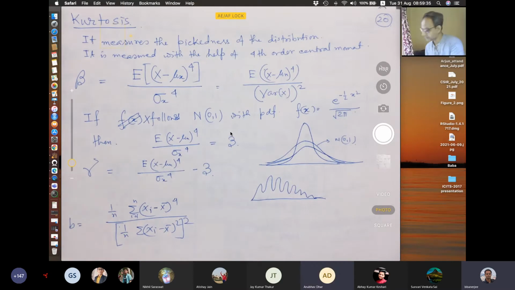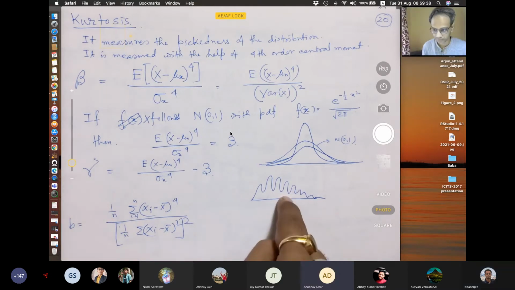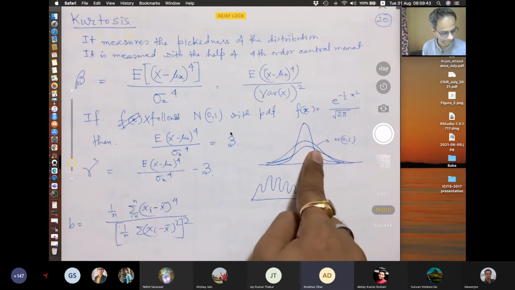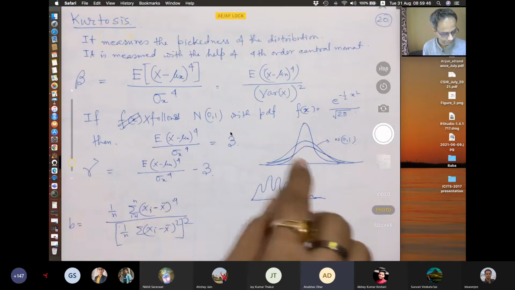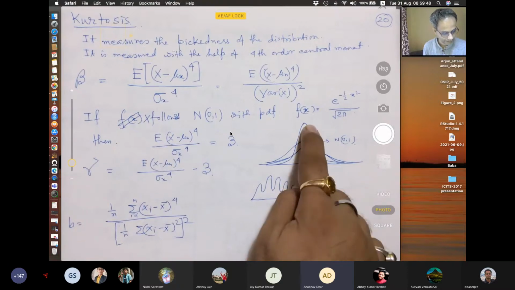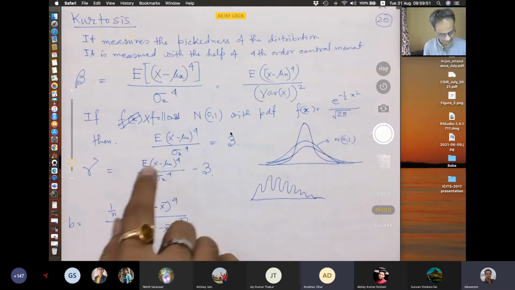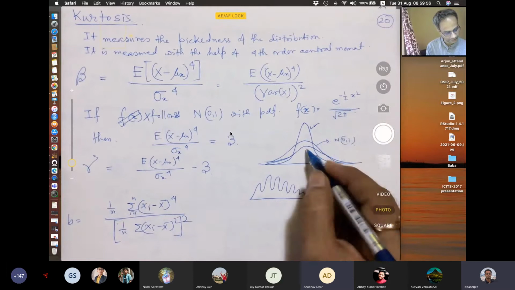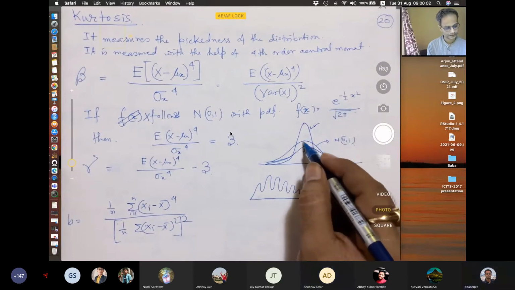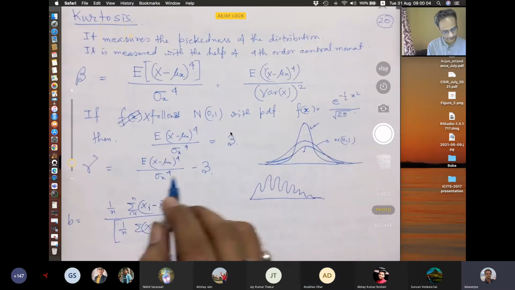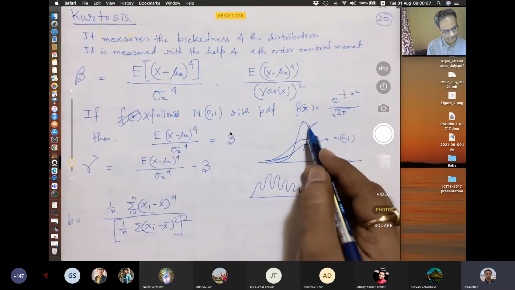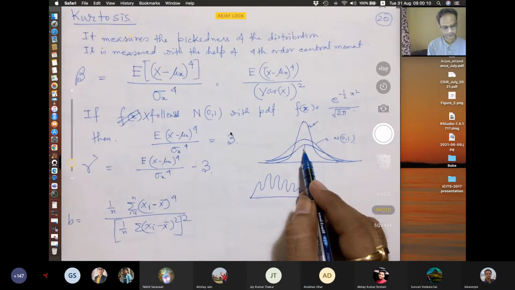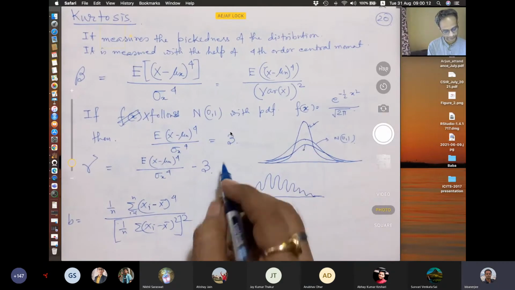Sir, in the diagram that you have drawn, the graph which is sharper and rising above the normal distribution, does that have a higher value of gamma compared to the other? Yes. So this one will have higher value of gamma, higher than 3. This one will have less than 3. Okay sir, thank you sir. If you say gamma, then this will be positive. This will be negative. For normal 0, 1, gamma is 0.